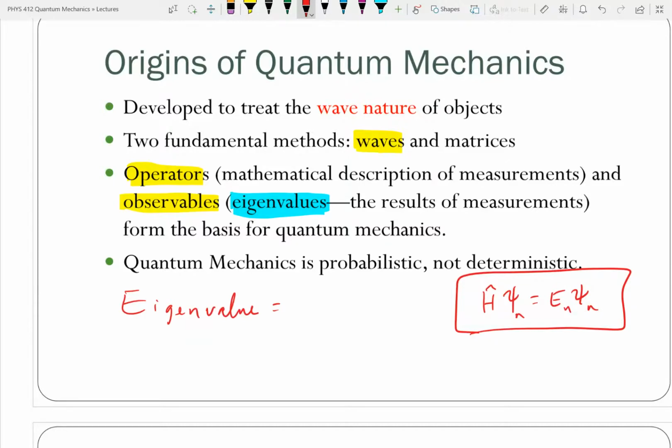Our operators are Hermitian. Operators have to be Hermitian. It starts with H still. That's right. Your eigenvectors form a Hilbert space.